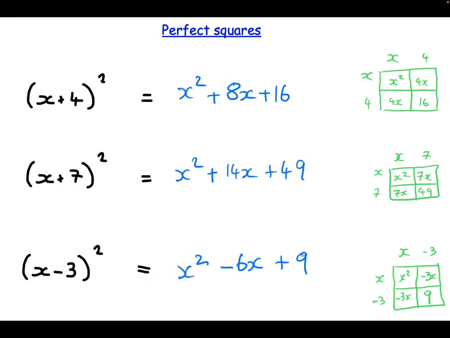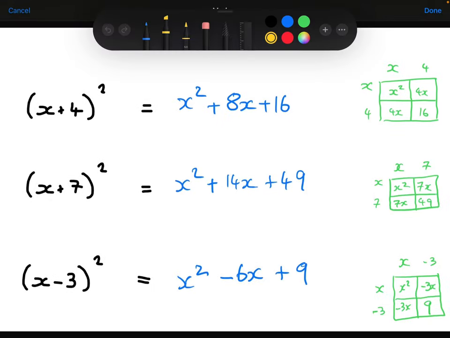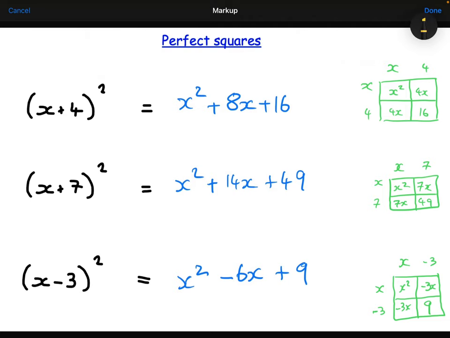So all of these are perfect squares. X plus 4, all squared, so that's a square number. X plus 7, all squared, so that's a square number, and so on. You need to be able to recognise these perfect squares in either their factorised form or their expanded form. So you need to be able to look at either of those and recognise them as being perfect squares.